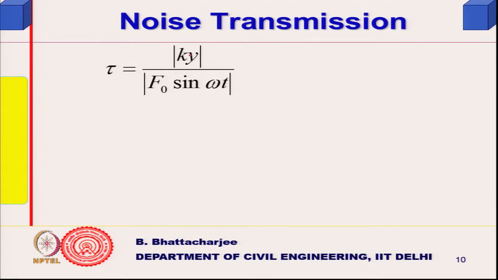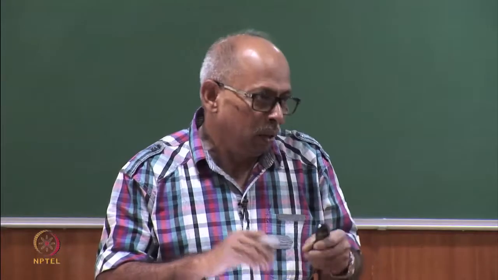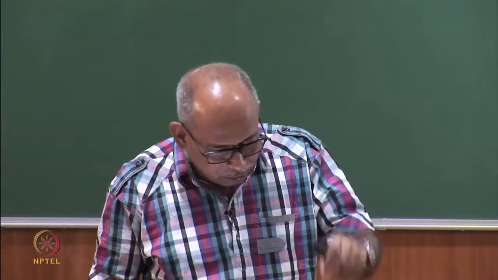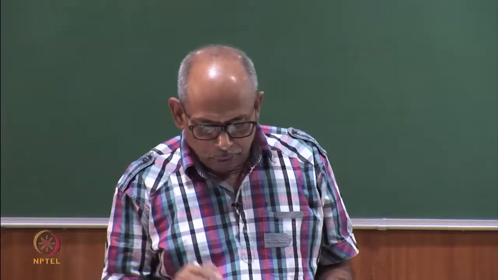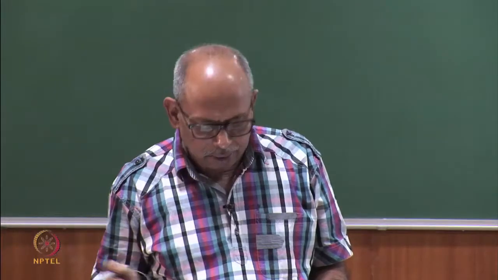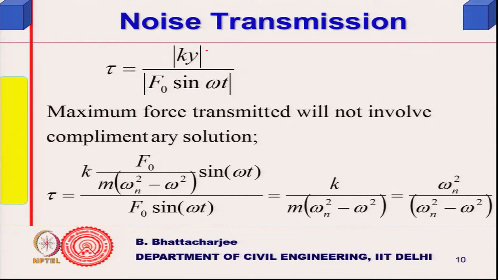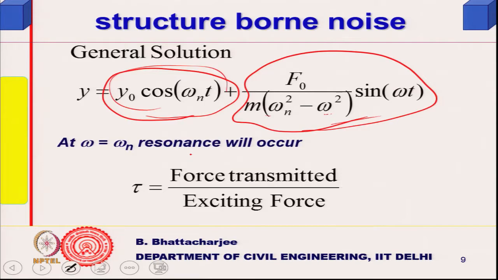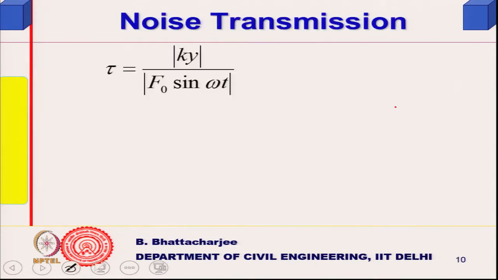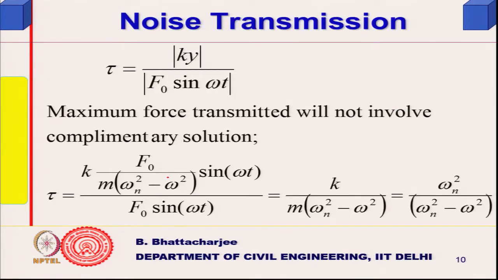which is a spring. So, that is the force it will transmit to the foundation or the base or the floor, because whatever k y is the force in the spring, that would be transmitted to the floor. So, k y divided by F 0, we take the modulus. So, the maximum force transmitted will not involve the complementary solution. So, we forget about the sin omega t part, because that will be the small natural frequency part of it, and therefore we write simply this part, we take this part only, and the maximum force transmitted would be given by this.